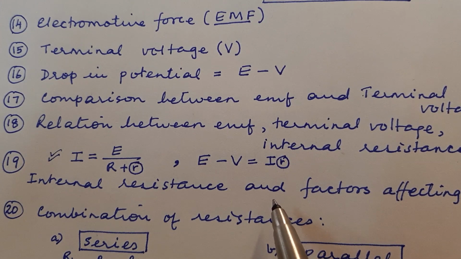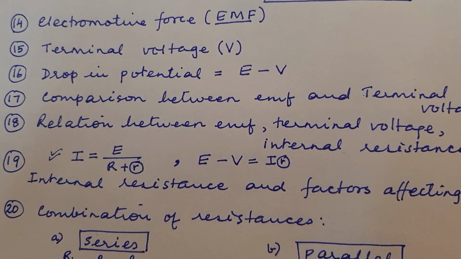Surface area of the electrode. Larger the surface area, less is the internal resistance. Then the second one is distance between the electrodes. More the distance, more the internal resistance. Nature and concentration of the electrolyte and the temperature of the electrolyte. Now we have to know these factors well.